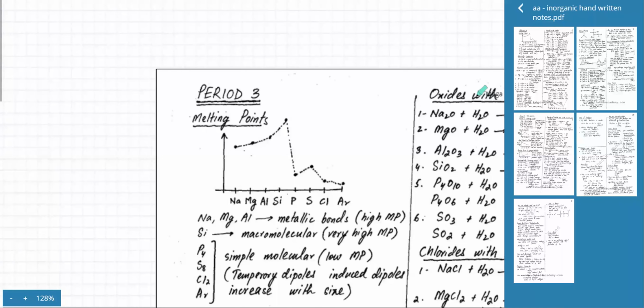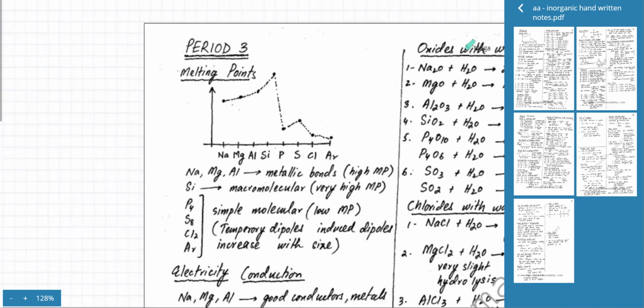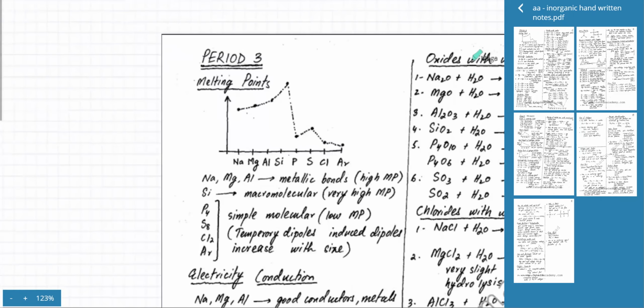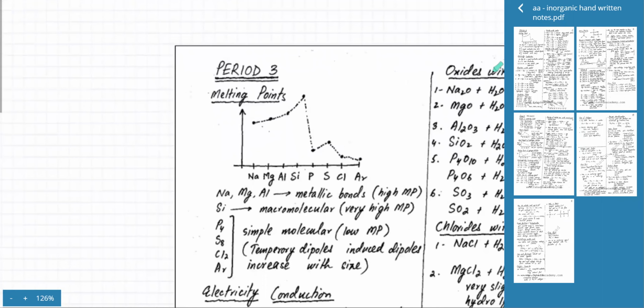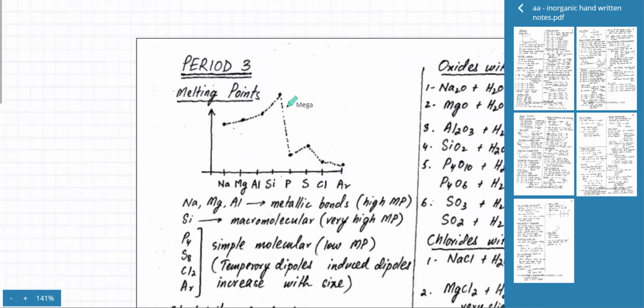So we're going to try and do inorganic. Most of it is mainly memorization. These are just very concise, brief notes, but they need some explanation as well. Now period three is in your course, and we're going to cover period three.